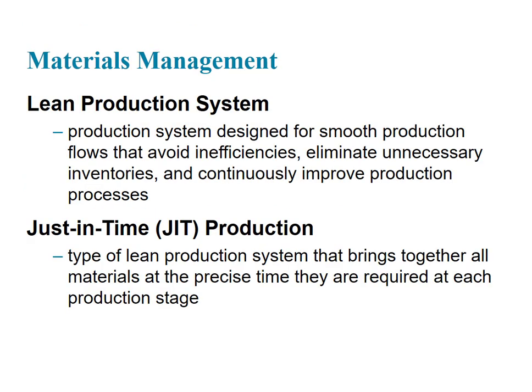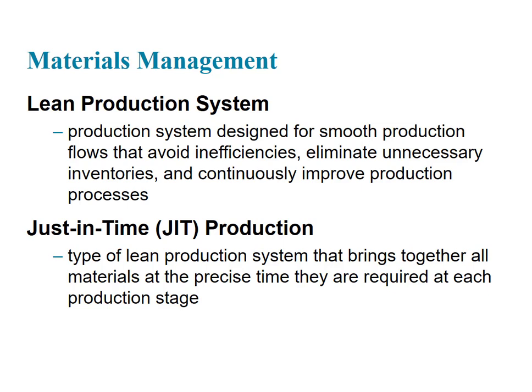Let's talk now about lean production systems and JIT, or just-in-time production. Lean production systems are designed for smooth operation flows that avoid any type of inefficiencies in the process, and they eliminate unnecessary inventories, and they're going to continuously improve production processes. That is lean production or lean manufacturing. We want to get rid of any unnecessary inventories that we've got on hand, so we don't have a bunch of stock sitting around. We want to get rid of any type of inefficiencies in our process, and we want to keep looking at our process and finding ways to improve it to make it more efficient.